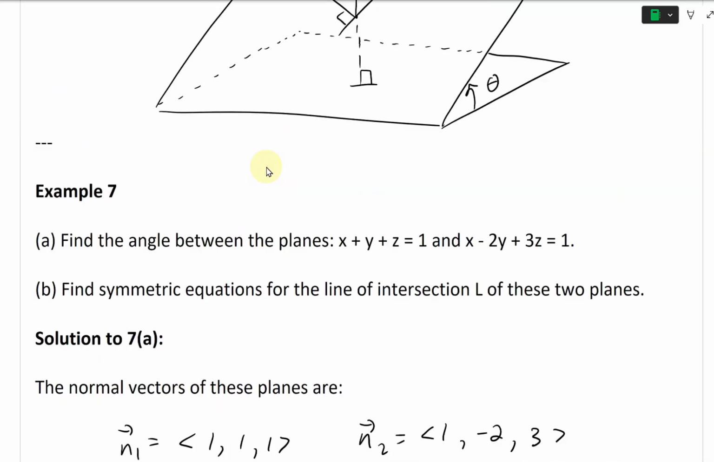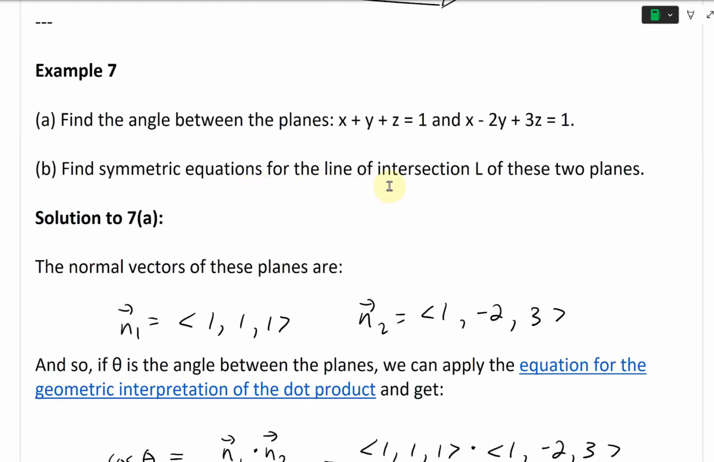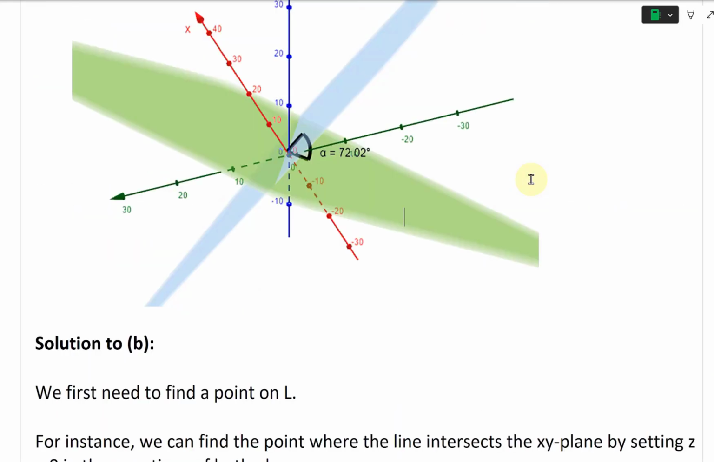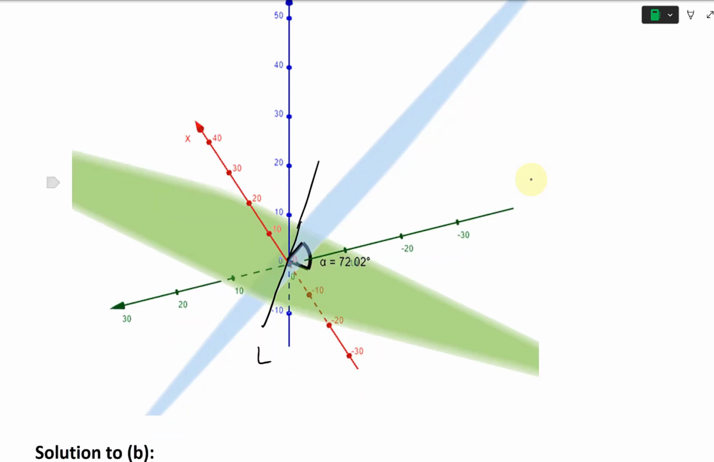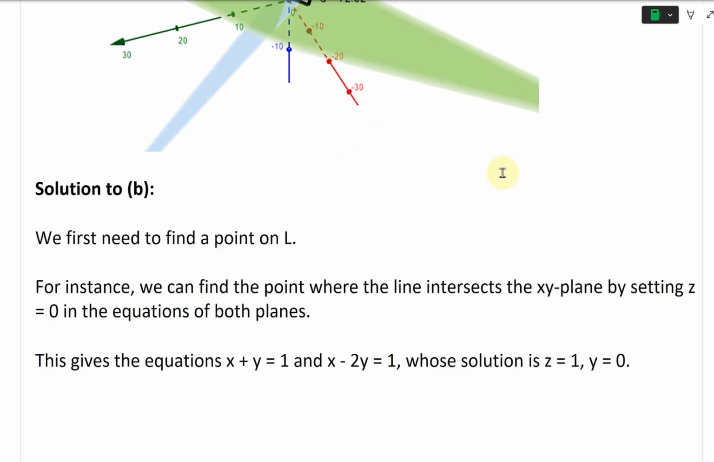that intersects those two. So find symmetric equations for the line of intersection L of these two planes. So what we're asked to find is this line that's intersecting here, like that. That's intersecting these two planes across like that. Epic stuff there. All right, so we first need to find a point on L.